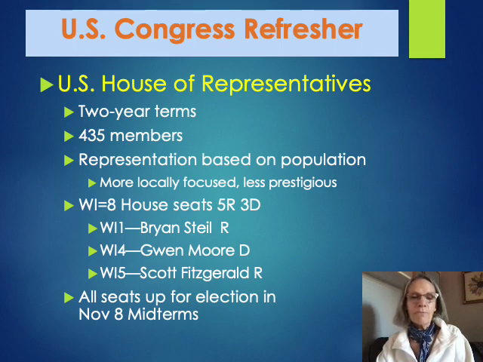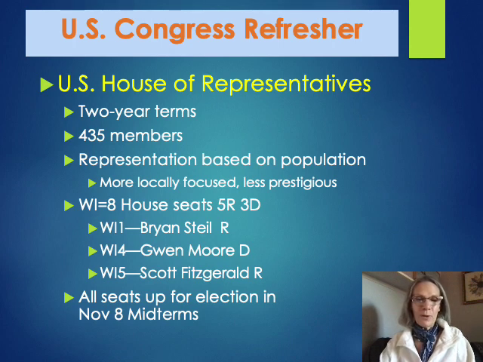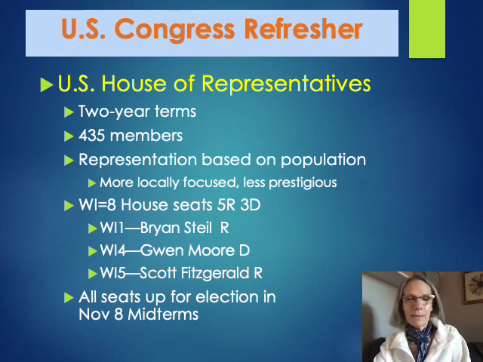Wisconsin gets 8 members for the House of Representatives, and so we have 8 congressional seats. Of those 8, 5 of the Wisconsin representatives are Republicans, and 3 are Democrats. Even though for the most part our state is evenly divided between Democrats and Republicans, as you know, because our elections are really close, that's the way the House seats break down.